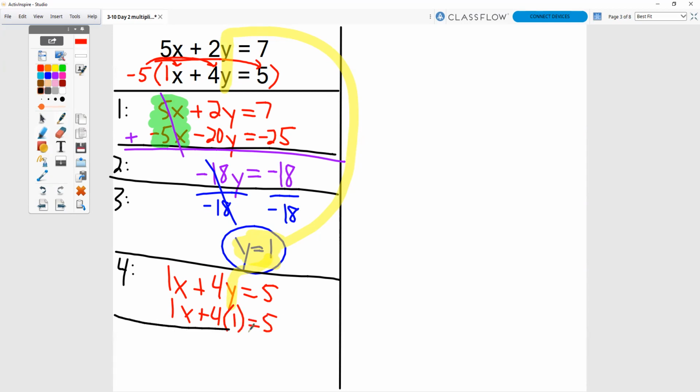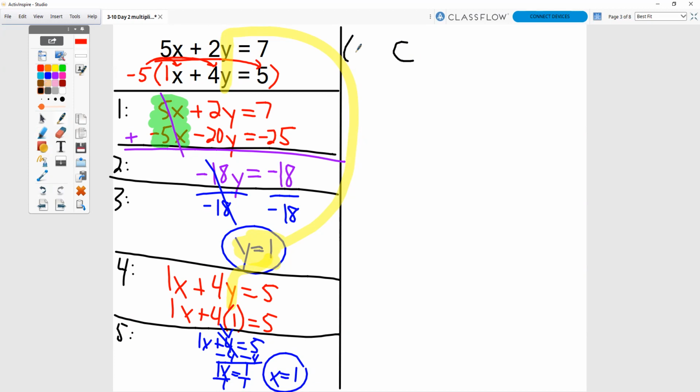That is step number 4. Step number 5 says solve that equation. I can do 4 times 1 is 4. So I have 1x plus 4 equals 5. Solve that 2-step equation. So minus 4, minus 4. So I have 1x equals 1. Divide by 1, divide by 1, and you get an answer of x equals 1. This is just a coincidence that x equals 1 and y equals 1. They're not always going to be the same number.